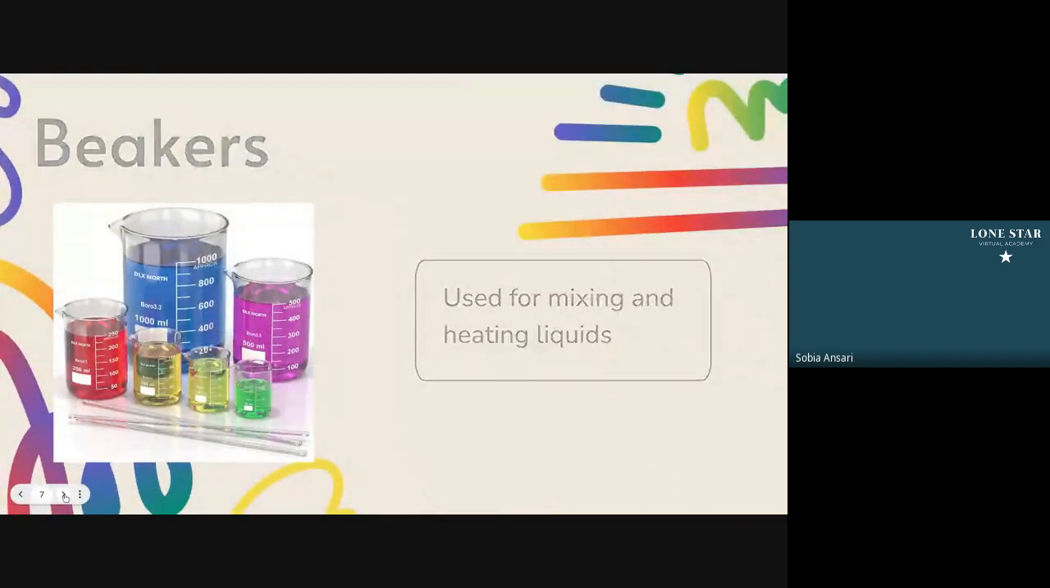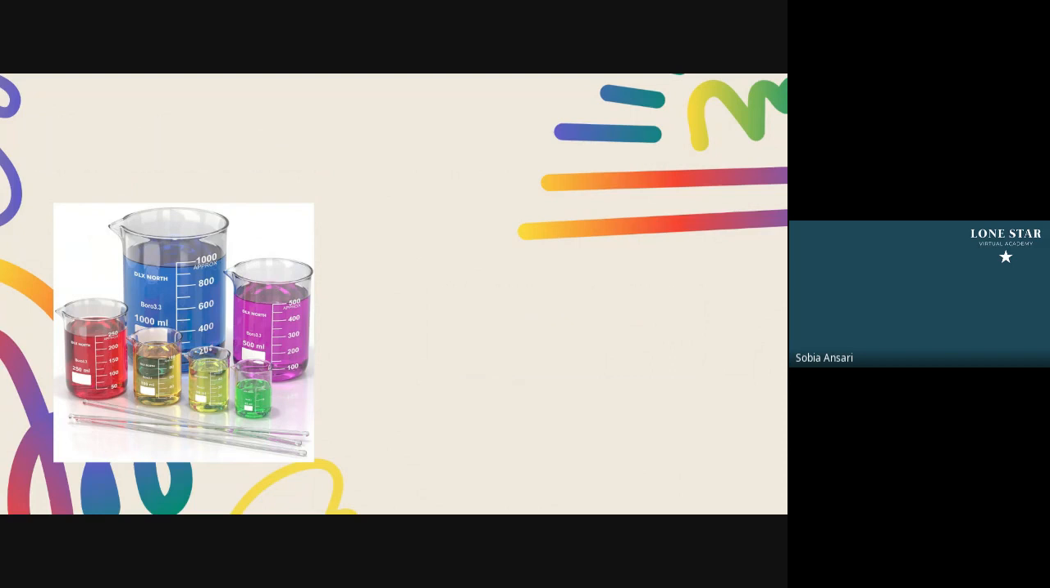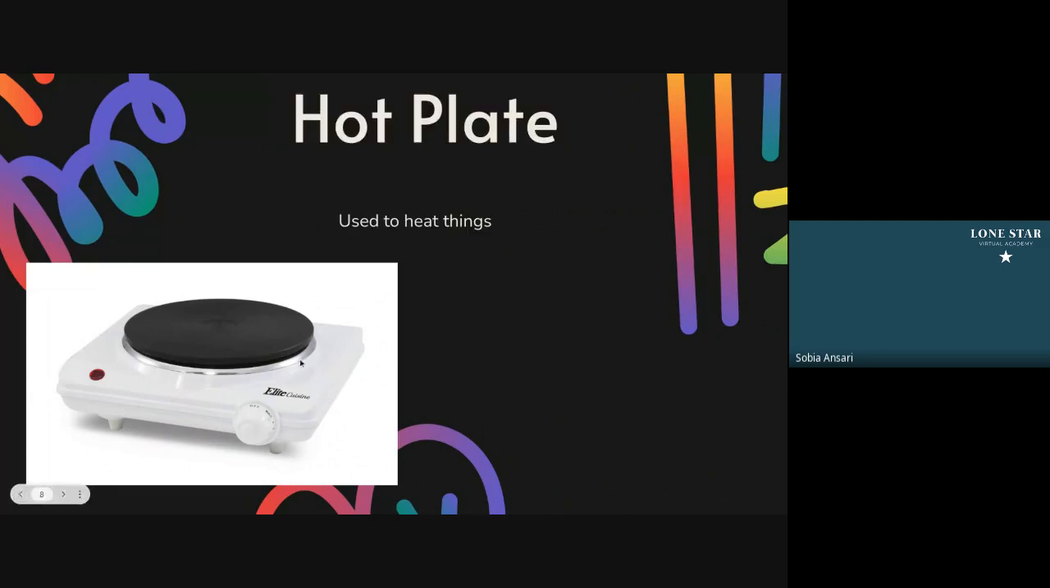Next, we have beakers. These are used for mixing and heating liquids. So these are usually going to be made of glass that is heat resistant, so you can use it on a Bunsen burner or on a hot plate. A hot plate is used to heat things. It's basically like a stove.